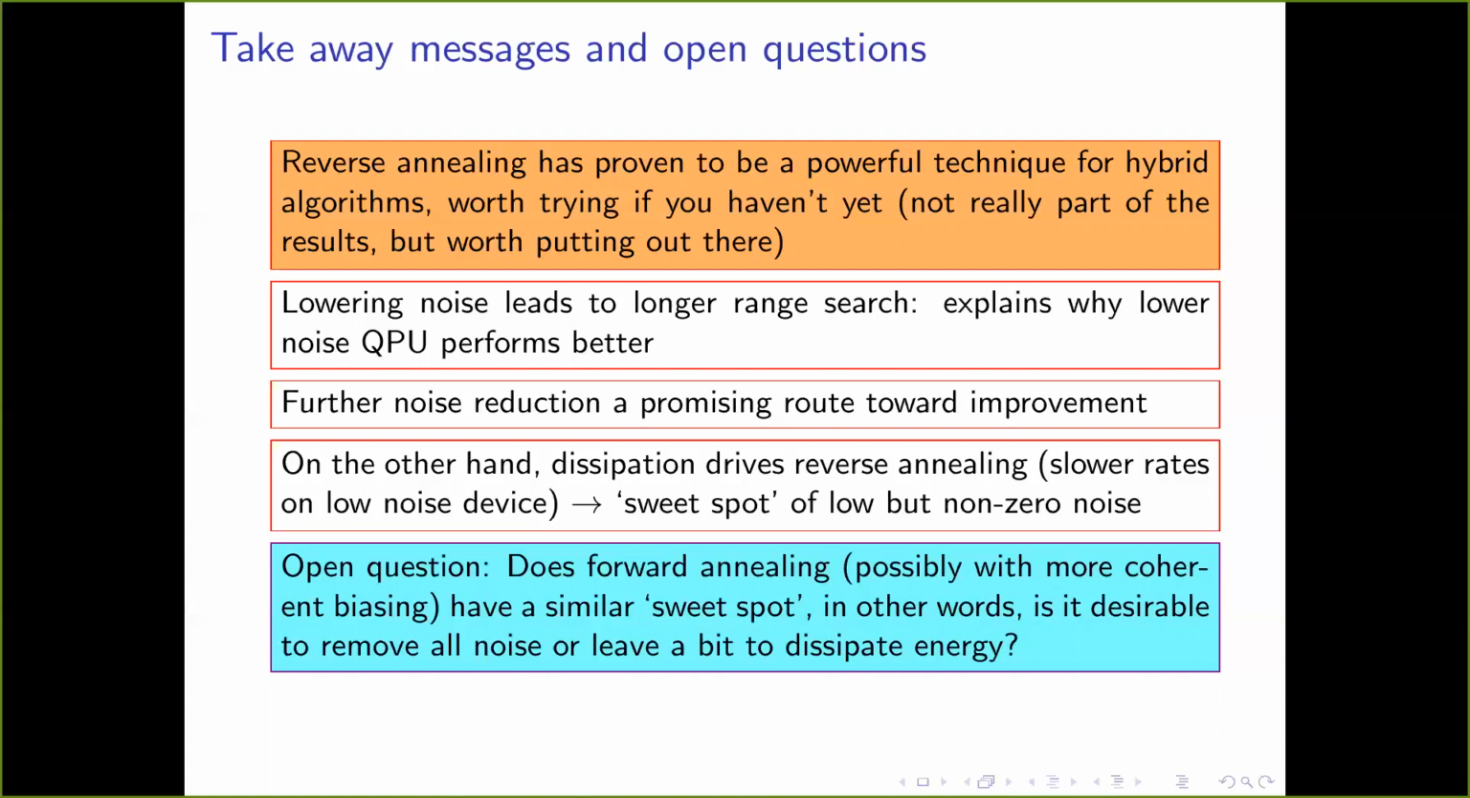However, one interesting thing here is that when you do reverse annealing on these devices, you're actually fundamentally relying on dissipation to do your search for you. So there has to be some sweet spot, because if you made the noise go to 0, you wouldn't have the effects that are actually making your reverse annealing work. An interesting open question that I'll leave you with is, does the same kind of sweet spot exist for forward annealing? In other words, is it best to eliminate all the noise, or are you better off actually keeping some of this noise that dissipates out energy because it's useful? I don't have an answer to that, but it is an interesting thought to conclude the talk on.